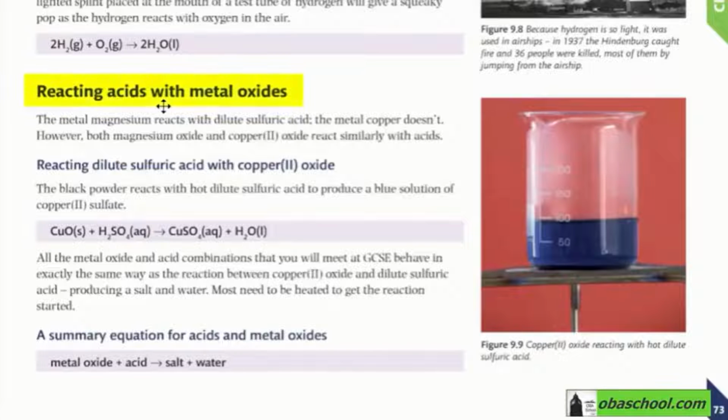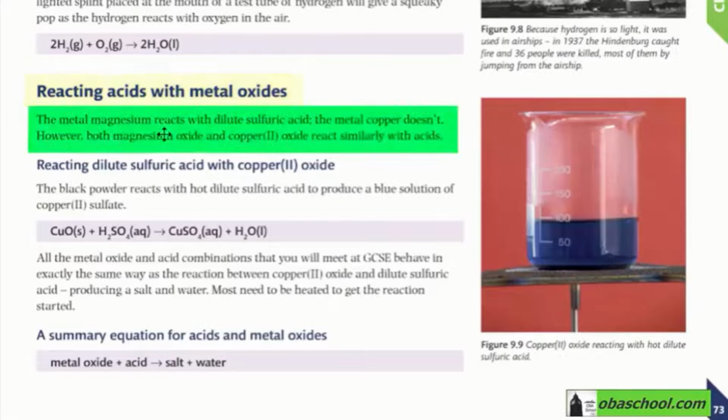Reacting acids with metal oxides. Page 73. The metal magnesium reacts with dilute sulfuric acid. The metal copper doesn't. So they're saying that the magnesium reacts with the dilute sulfuric acid. However, copper doesn't react with sulfuric acid.